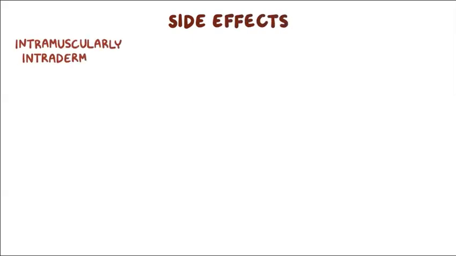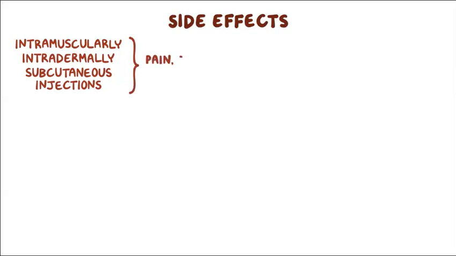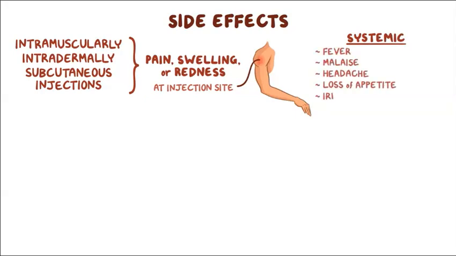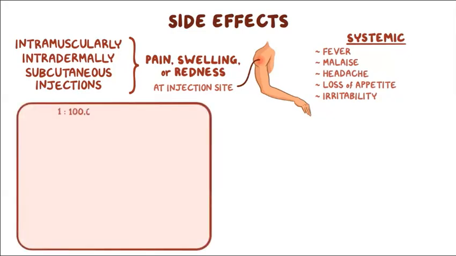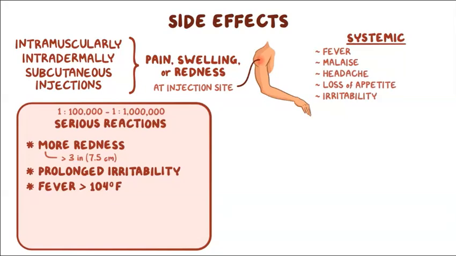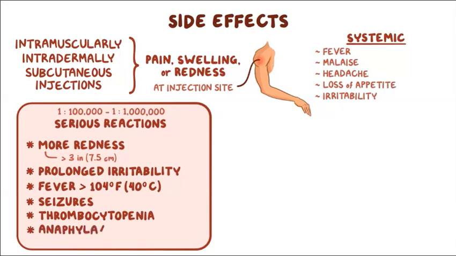For intramuscular, intradermal, and subcutaneous injections, there can be pain, swelling, or redness at the injection site. There can be systemic symptoms like fever, malaise, headache, loss of appetite, and irritability. These typically start within 24 hours of the injection and improve over 2 days. Now, in rare situations, so between 1 in 100,000 and 1 in a million, there can be more serious reactions. For example, more redness, spanning more than 3 inches or 7.5 centimeters at the injection site, prolonged irritability, a fever above 104 degrees Fahrenheit or 40 degrees Celsius, seizures, thrombocytopenia, or even anaphylaxis.